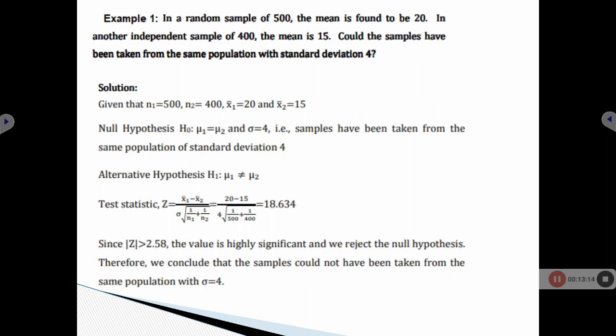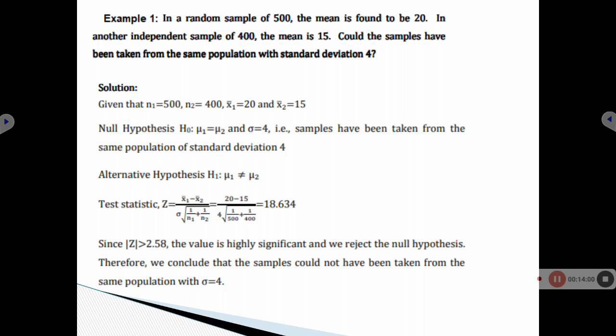In a random sample of 500, the mean is found to be 20. In another independent sample of 400, the mean is 15. Could the samples have been taken from the same population with standard deviation 4? What is given here is that the sample size from one population is n1 is equal to 500, and from the other population n2 is equal to 400. The mean from one sample is x1 bar is equal to 20, and from the other sample x2 bar is equal to 15. These are the values given in our sum.